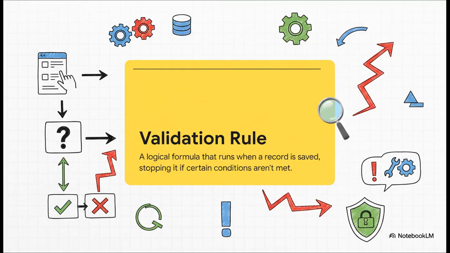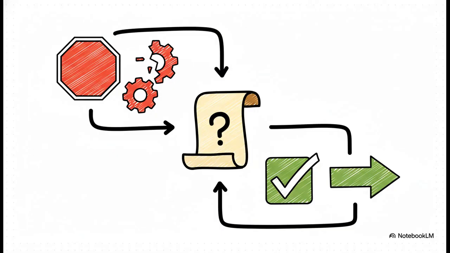So what even is a validation rule when you get right down to it? Well, it's just a logical formula, a little test that you create, and it runs every single time a user tries to save a record. If the data fails your test, the rule just stops the save. It won't let it through until the user fixes it. It's what we call a declarative tool, which is just a fancy way of saying you build it with clicks, not with complicated code.